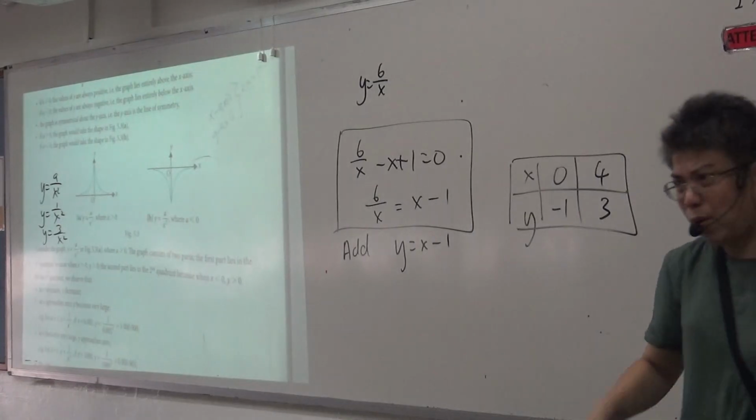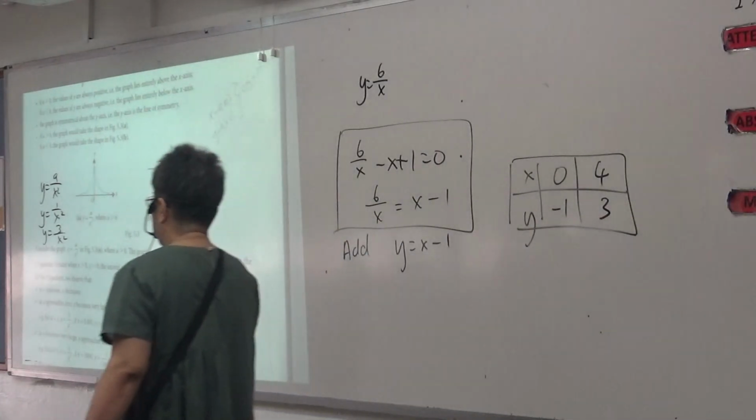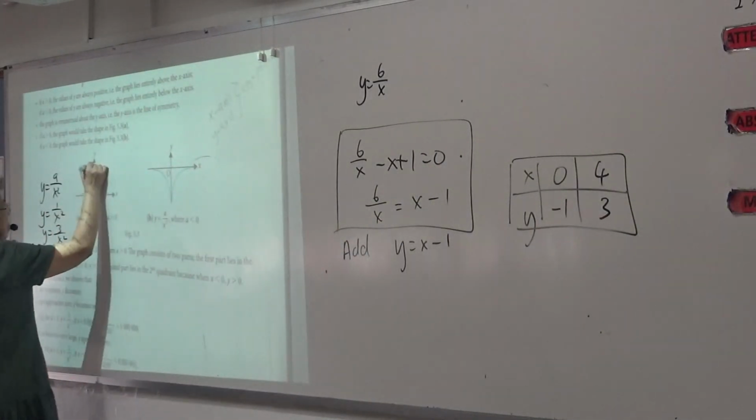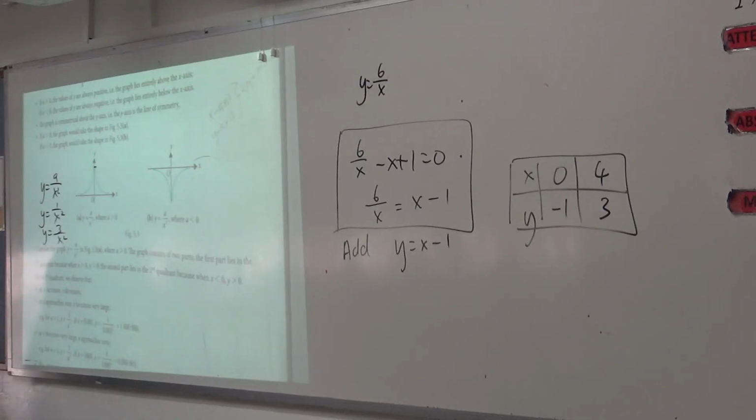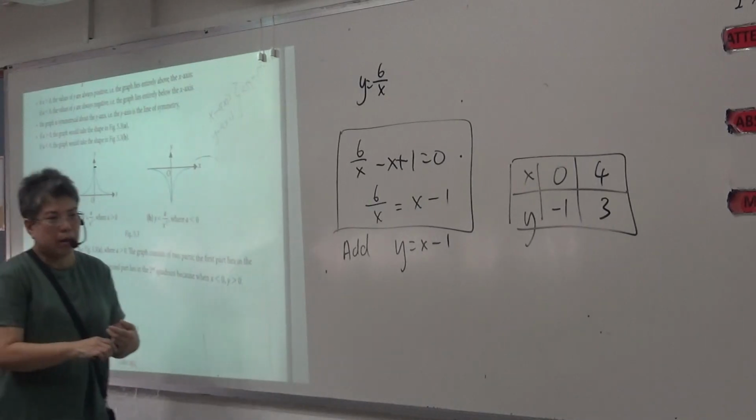Then I want to ask one question that I stressed yesterday. Do I go and join with a straight line? No, it's not a volcano. I do not want a volcano. Is that clear?